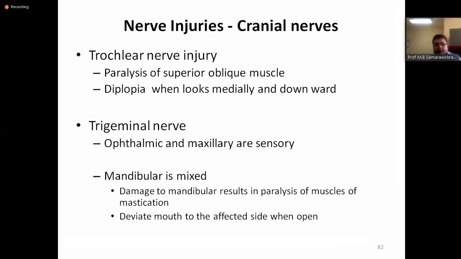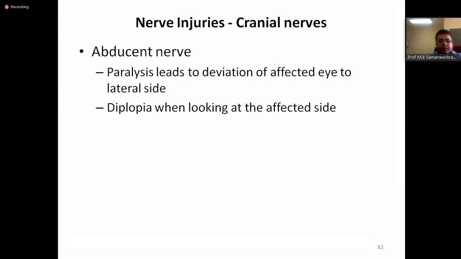Trigeminal nerve, it has three divisions: ophthalmic and maxillary are sensory nerves. So damage to these nerves results in sensory loss of the area supplied. And mandibular nerve is a mixed nerve, and damage to the mandibular nerve results in paralysis of muscles of mastication. So there will be deviation of the mouth to the affected side when the mouth is open. This is due to the action of the lateral pterygoid muscle. Abducens nerve paralysis leads to deviation of the affected eye to the medial side, and there will be diplopia when looking at the affected side.